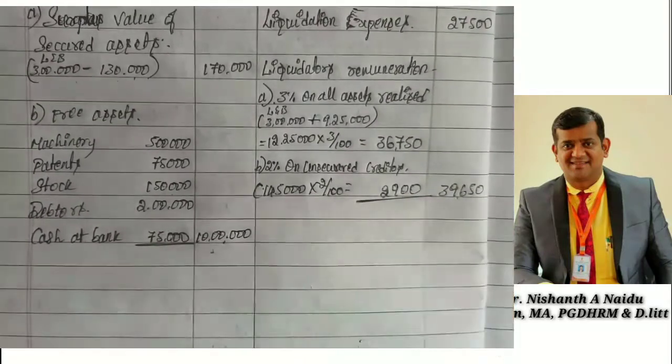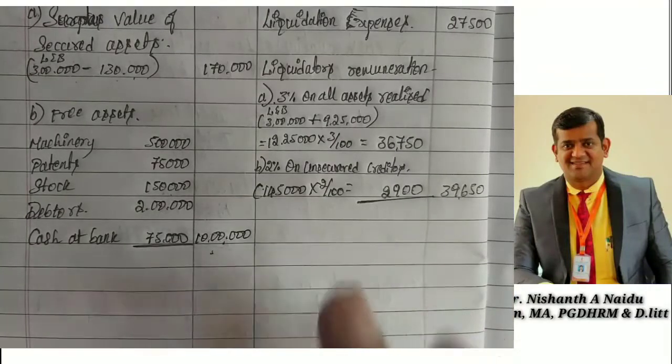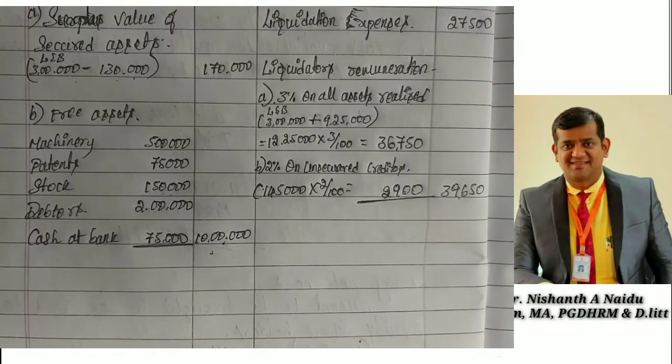39,650 total. So now you might be wondering why I have not considered preferential creditors while calculating liquidator's remuneration. See, the problem is crystal clear. It says 2% on amount distributed among unsecured creditors other than preferential creditors. Other than preferential creditors means you should not calculate on preferential creditors. So that is why I have not calculated. If it says only unsecured creditors, then we will calculate.